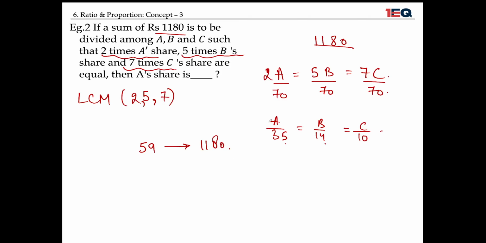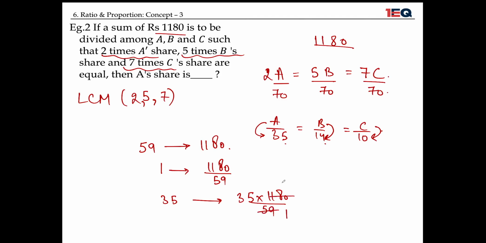Okay. One step that we missed was, I forgot to tell you that we can assume the absolute value of A is 35. We can assume the absolute value of B being 14 and the absolute value of C being 10. So 59 is equal to 1180. So the value of 1 would be 1180 upon 59, and the value of 35 would be 35 multiplied by 1180 whole upon 59.